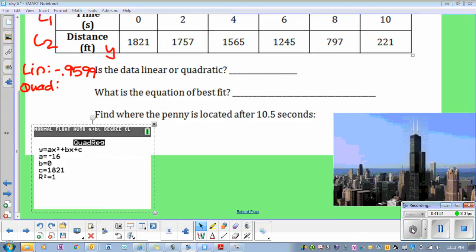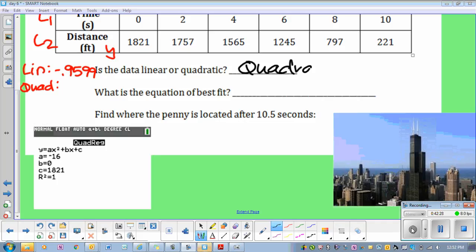Okay, so this problem, when you do your two regs, your lin reg, you got negative 0.9599, yes? But for quad reg, what did you get? 1. You should have 1, right? So this is the best, because your regression is 1. And so this one, quadratic.